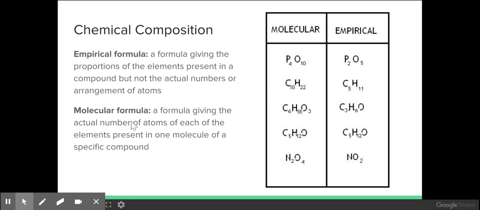formula. The molecular formula is the actual ratio of the atoms in the compound. Sometimes it can be the same as the empirical, and a lot of times it's not. For instance, if I look at this setup here, P4O10 is 2 times as big as P2O5. So the molecular formula is just some whole number ratio bigger than the empirical formula, or in some cases, such as this set right down here, C5H12O, C5H12O, it can be the same.